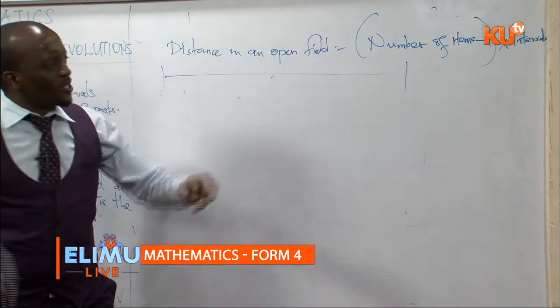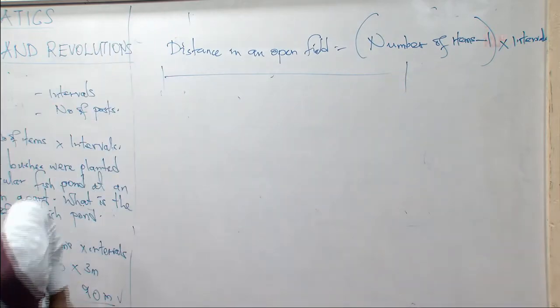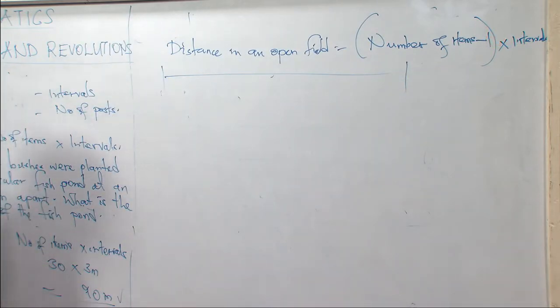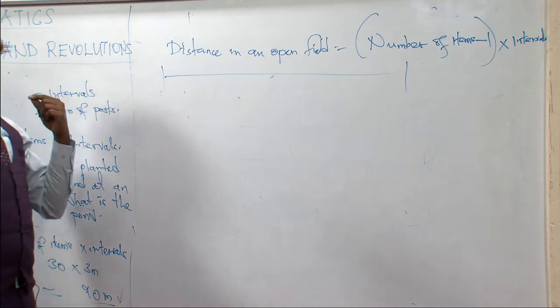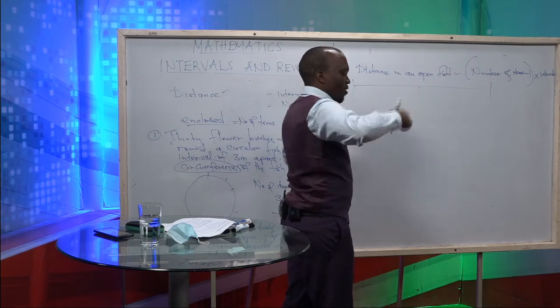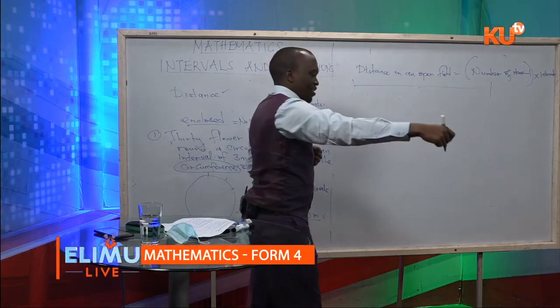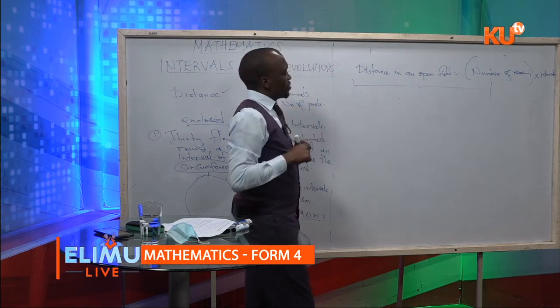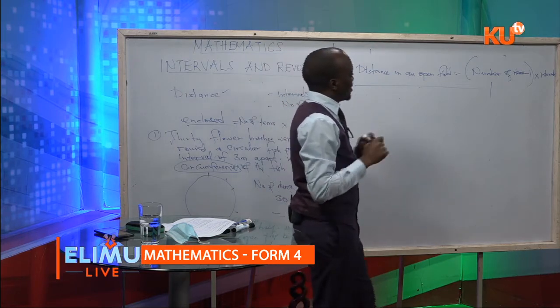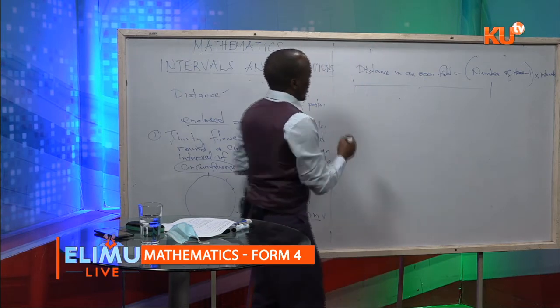Why are we subtracting 1? When you remember keenly, when I was introducing this lesson, I said that when we are getting the number of items in an open field, we add 1 at the end of it because of that last post. Now we have to remove it because it is not catering for any distance. It doesn't cater for any distance.